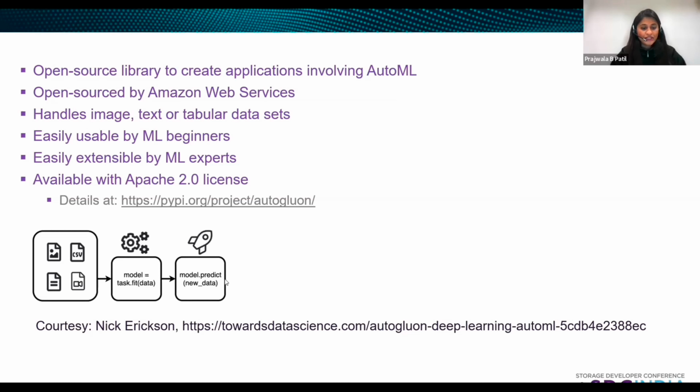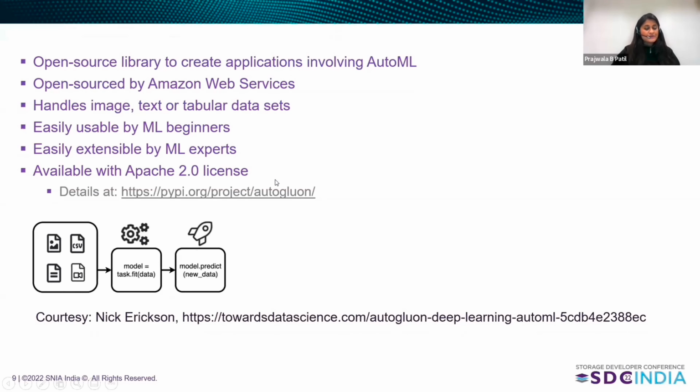With AutoGluon, you don't have to be familiar with the underlying models, as all the hyperparameters will be automatically tuned within the default ranges that are known to perform well for the particular task and model, as well as easily extensible by ML experts. One added advantage with AutoGluon is that it is available with the Apache 2.0 license.